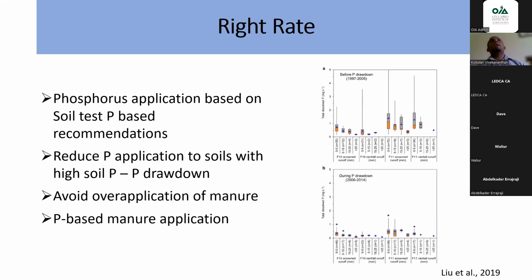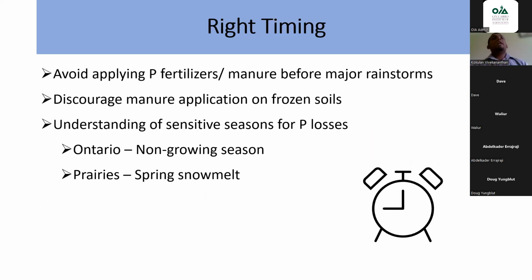So this phosphorus drawdown could be a good way to reduce phosphorus losses from soils that are already rich in soil phosphorus content. And obviously, avoiding over-application of manure and also adopting P-based manure application could be other options. And the right timing.